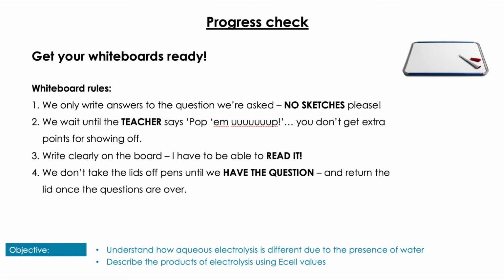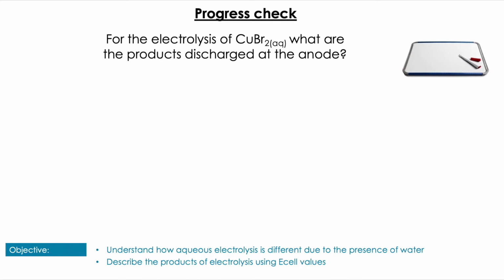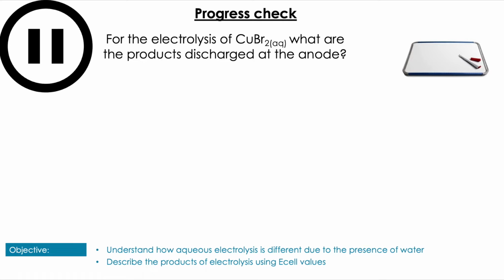Let's have a go at some questions to see how you're getting along with this. First question, for the electrolysis of copper bromide, what would be the products discharged at the anode? Pause the video here to give yourself a moment for that.